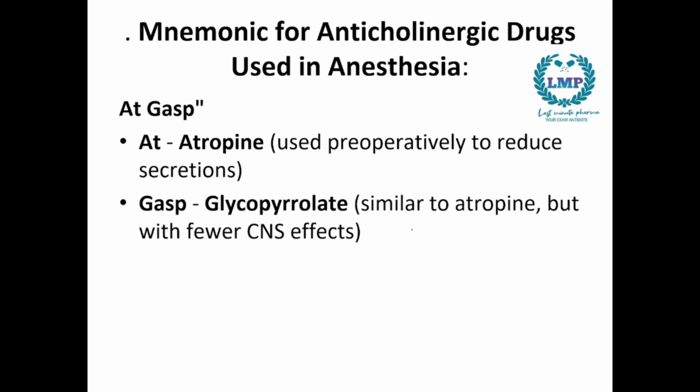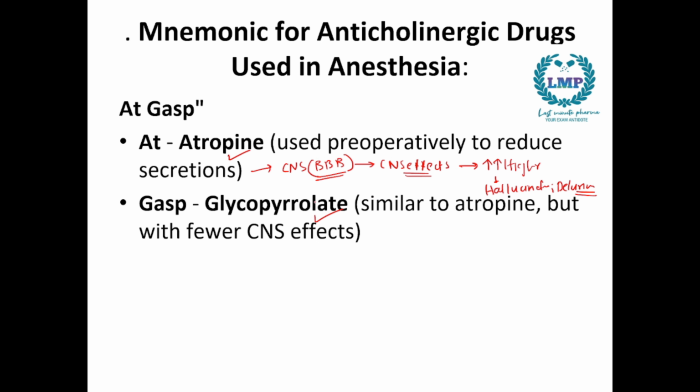Now, if we talk about the anticholinergic drugs used in pre-anesthesia, for that we mainly have atropine and glycopyrrolate. Atropine can cross the blood-brain barrier, and because of which it has CNS effects. In smaller doses it is not quite significant, but at higher doses atropine can cause hallucination or delirium.